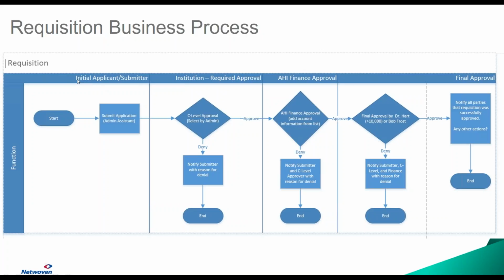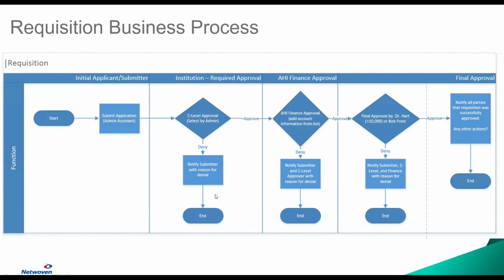So in this situation, we have the initial submitter submits an application for a requisition, and it has to go through 3 levels of approval. The first one is by a C-level administrator, the next one is by the finance department, the third one is by a couple individuals depending on the value that's going through on the requisition. So anything greater than $10,000 goes to one individual, everything else goes to another.